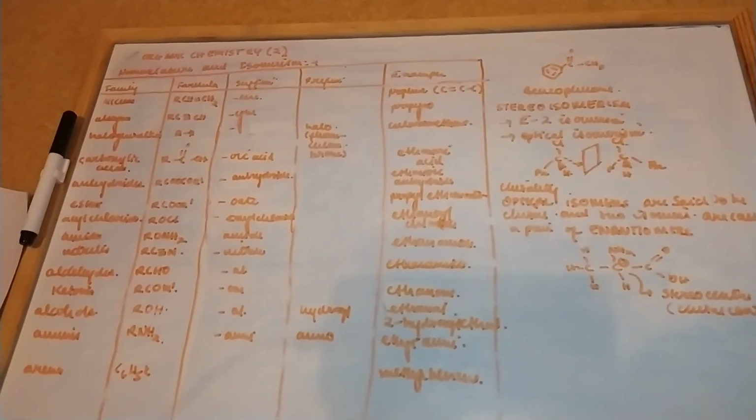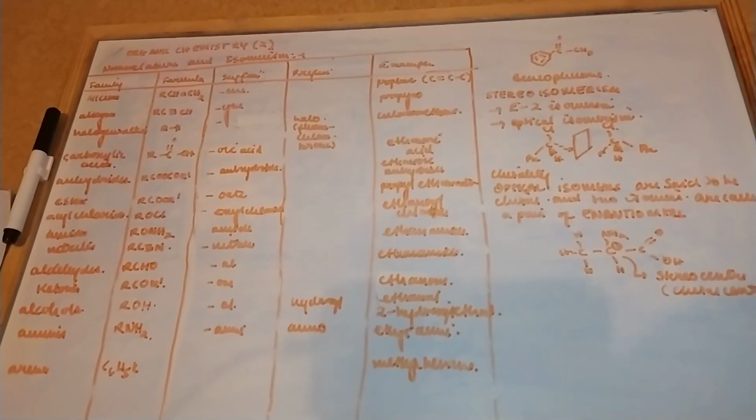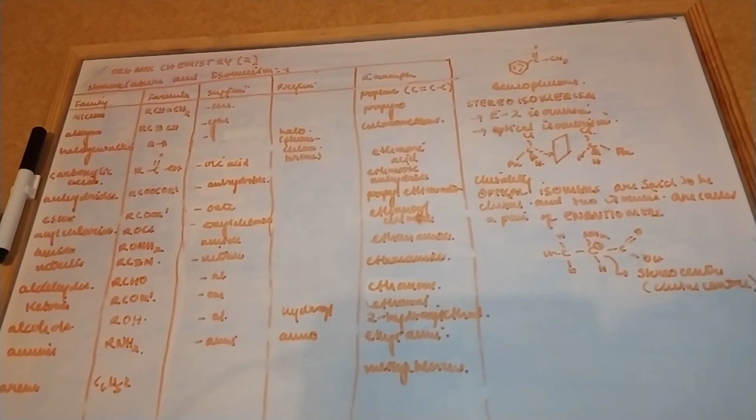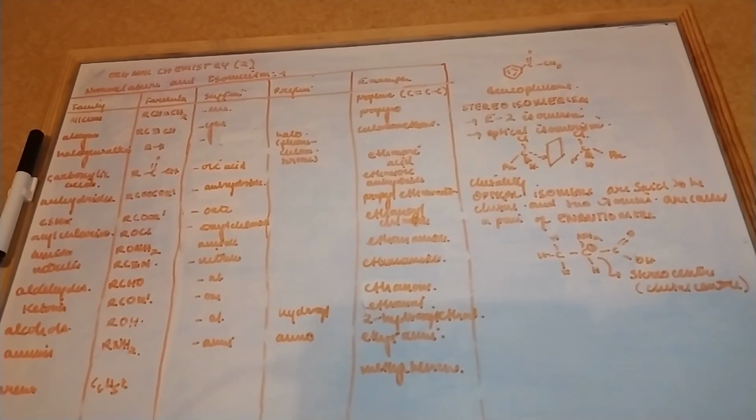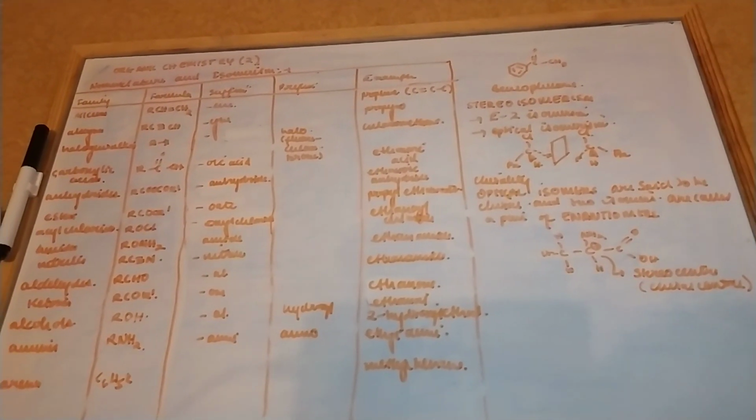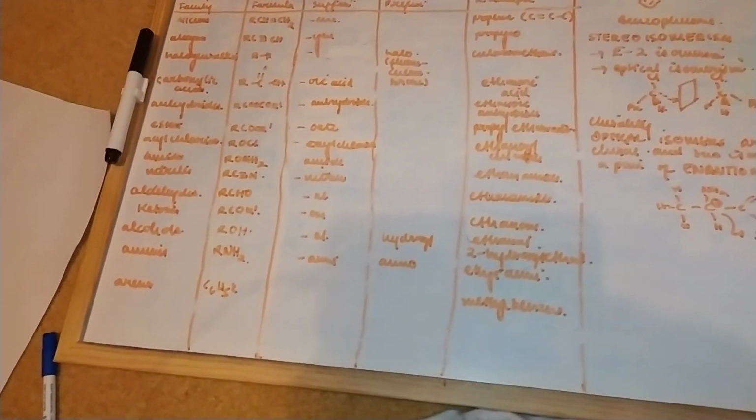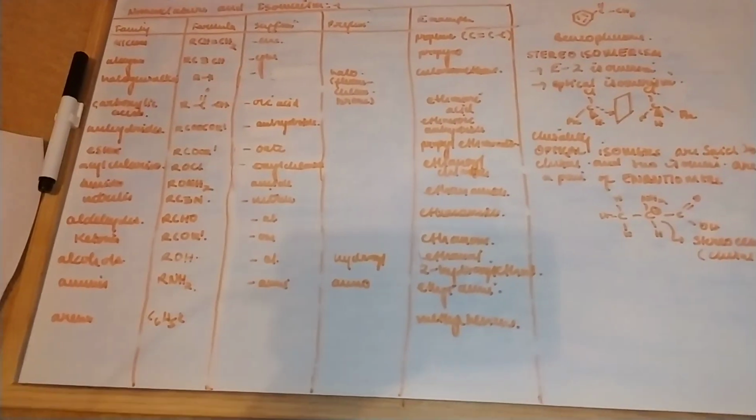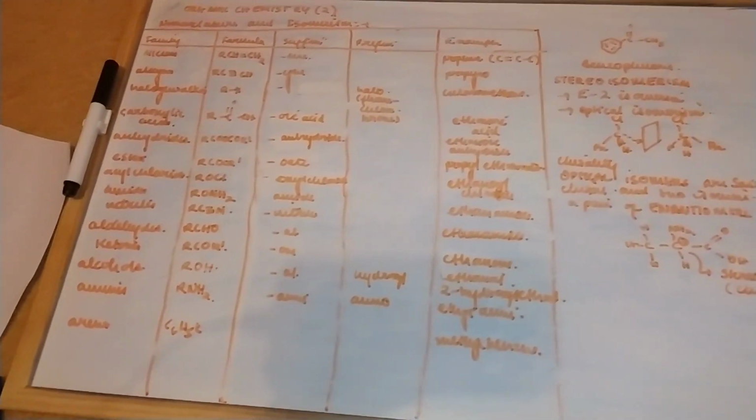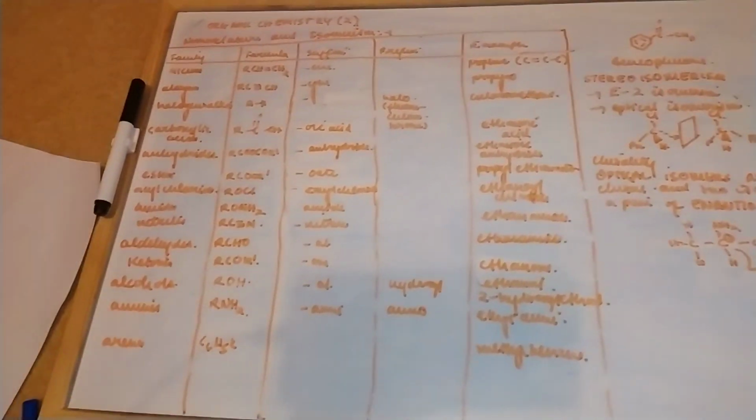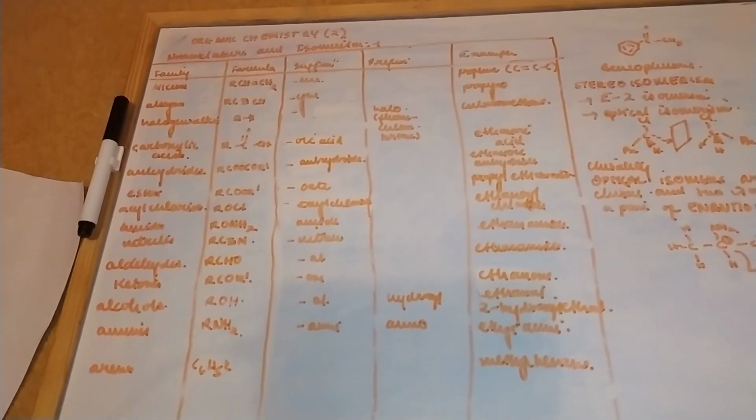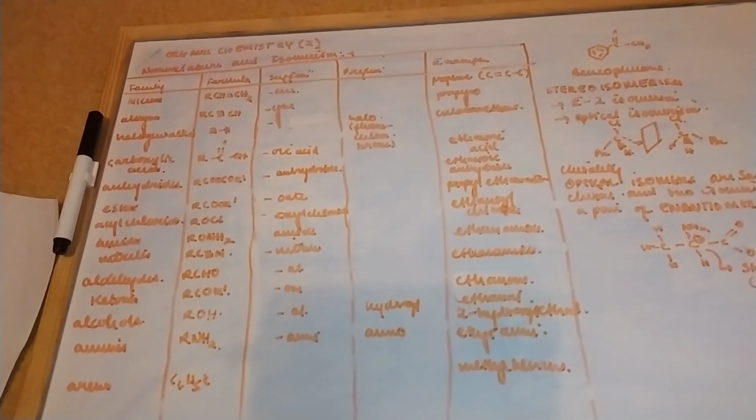So basically, in this video, we have started with our organic chemistry for the second year, and in this case, we're talking about the nomenclature and isomer chapter. Now, as you can see in front of you, there are various types of family compounds of the homologous series, and we're going to see how the nomenclature is done.